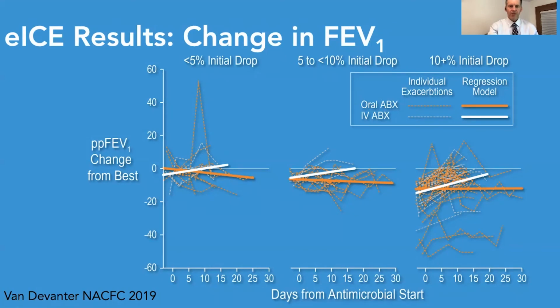And you can see that the average changes in white with IV antibiotics was increasing after start of antibiotics, but the orange line is actually decreasing. So after oral antibiotics were started, FEV1 was not significantly improving. And so it seems to be there's more of a benefit to IV antibiotics than oral antibiotics in these participants.